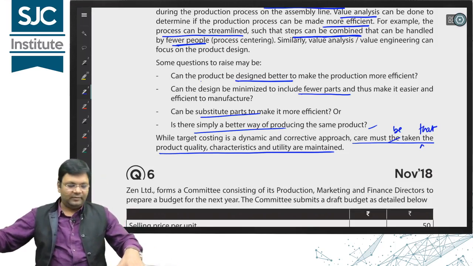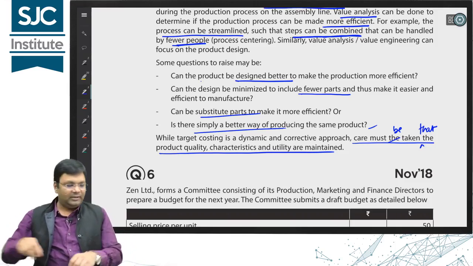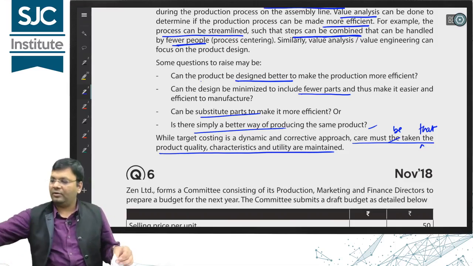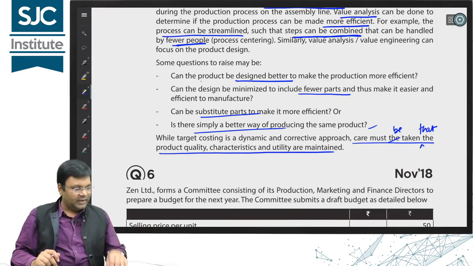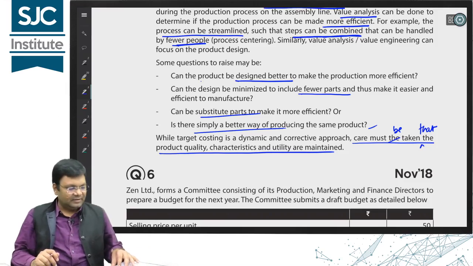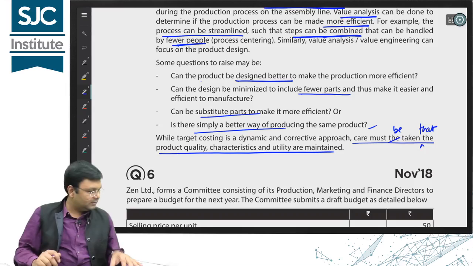This you can always write in every point, wherever you are talking about cost reduction, in the above lines also. Wherever cost reduction is being talked about, you can always say that we have to maintain the quality, functionality and characteristics. Okay.